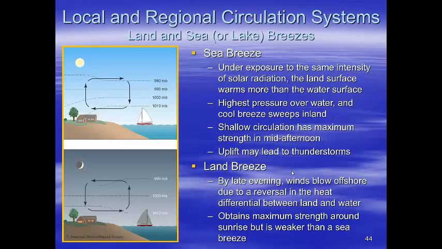Then we want to look at the regional circulation systems like sea breezes. What we see with a sea breeze is that the land is going to heat faster than the ocean as the sun beats down on it during the day. That will heat the air just above the surface, which will become more buoyant and move up. And air will blow in from the ocean to fill in, and we'll get this circulation pattern that occurs.